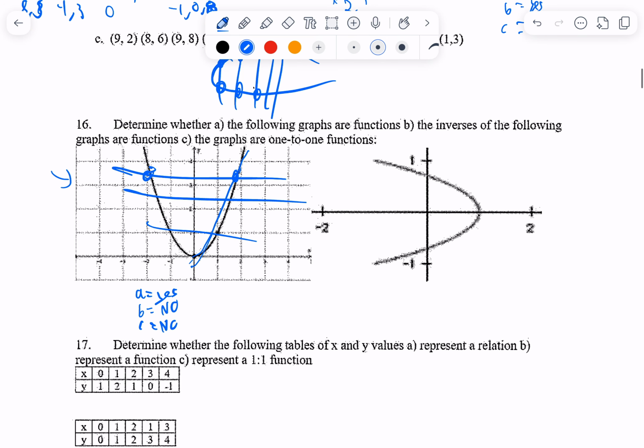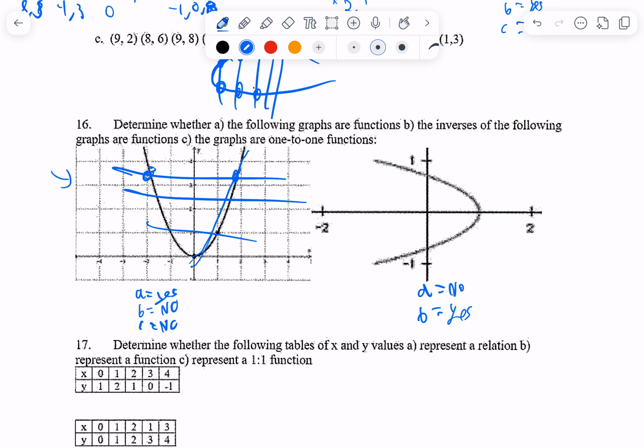Okay, and then we can also figure out here. This is the inverse, let's say, or it could be the other way. Doesn't really matter. Okay, the following graph is not a function because when we do the vertical line test, no. Okay, now B. If the inverse is a function, it is.